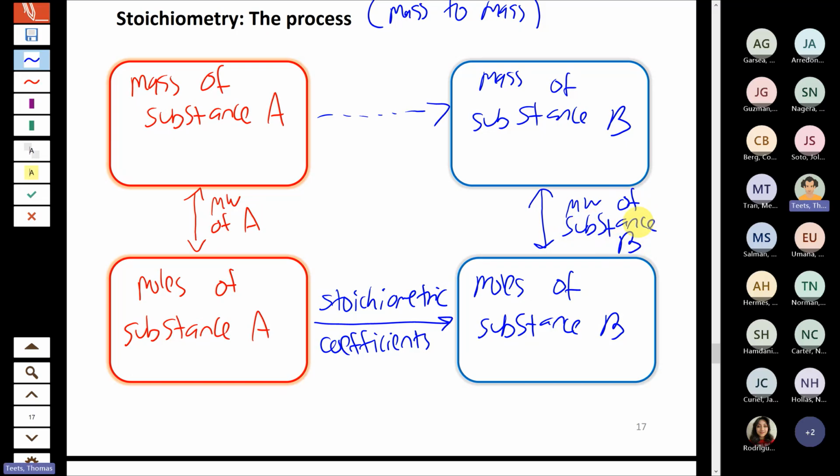Now, occasionally the starting or stopping point might be a little bit different. If we gave you moles of substance A directly, you wouldn't have to calculate moles from the mass. Or if we asked you to calculate moles of substance B, you would not have to do this last step to get to mass. But this is a pretty typical sequence of steps for mass to mass. Start with the mass of one substance, convert to moles, use the mole ratios from the balanced equation to convert to moles of something else, and then convert that into mass using its own molar mass.